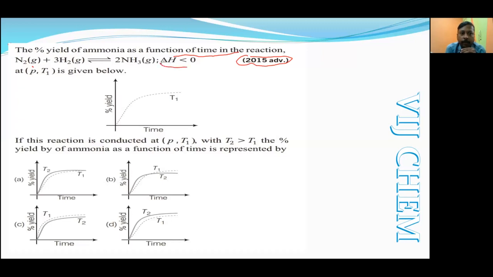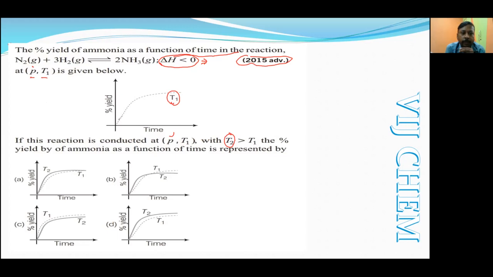We are already aware that we use an optimum temperature. It should not be very low, so that the rate of reaction is not slow. It should not be very high, so that the yield does not decrease. We maintain an optimum temperature because it is an exothermic reaction. So here at pressure P and temperature T1, pressure is kept constant, not a problem. Now the question is, if I increase the temperature to T2 greater than T1, what will be the variation?